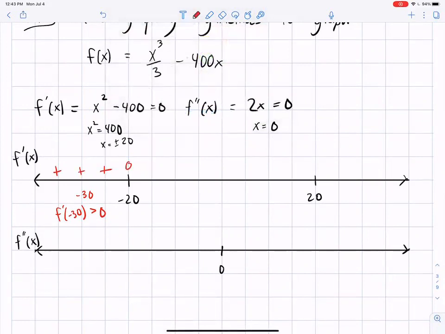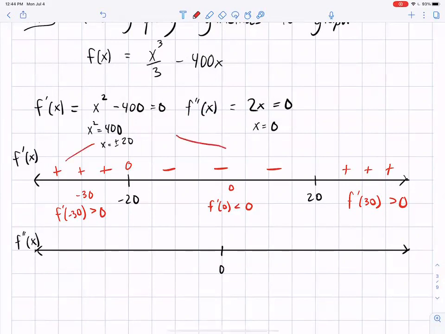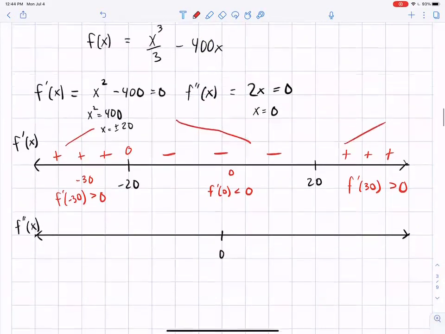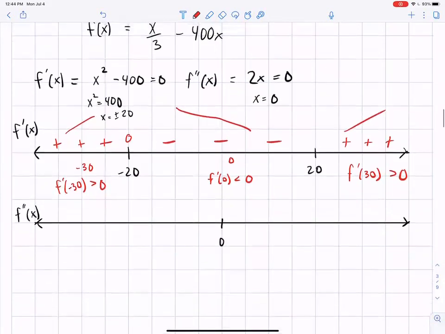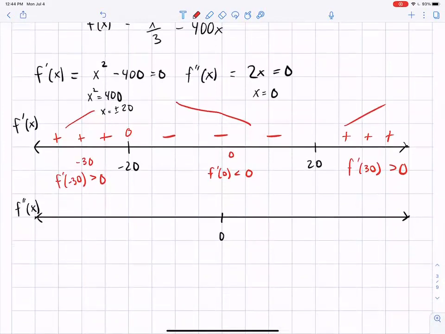And then let's do 0 as our test point. F prime of 0, that's going to be negative. And so it's negative, negative, negative. And then f prime of something bigger, for instance, 30, that will also be positive. And so it'll be positive, positive, positive. So it's going to go up, it's going to go down, and it's going to go up, something like that. And then now we can do the concavity. Concavity is really easy. F double prime of negative 1 is less than 0 because it's just 2x, right?